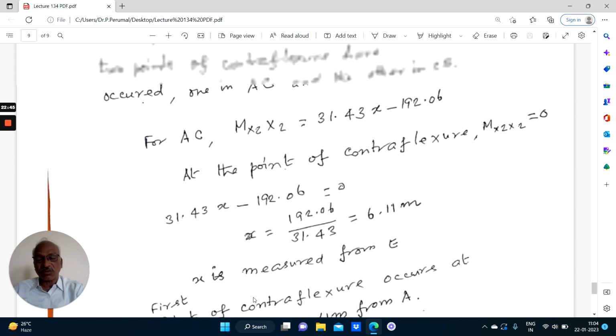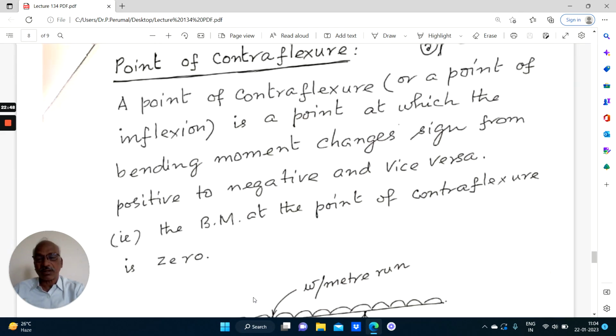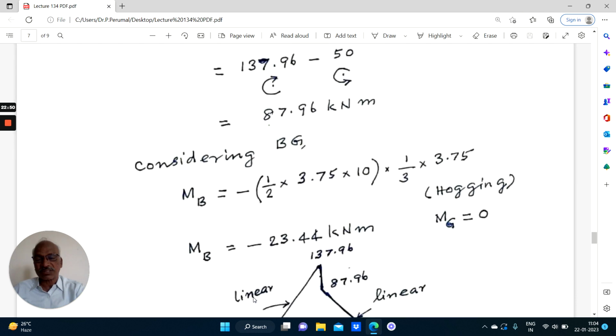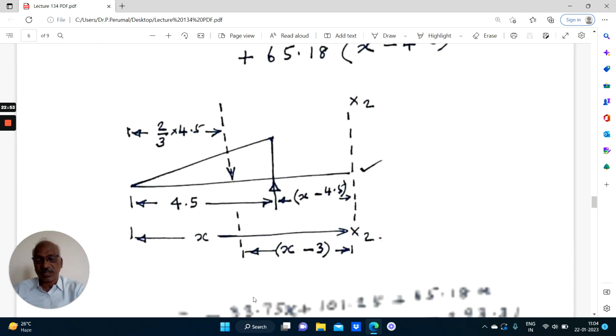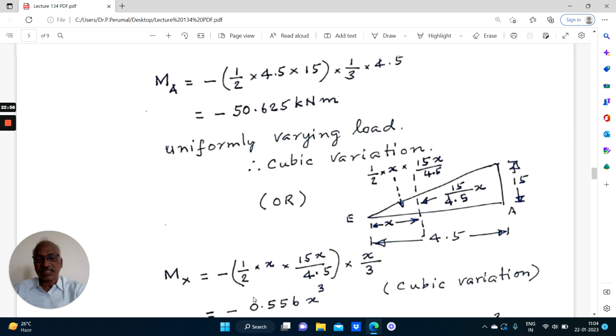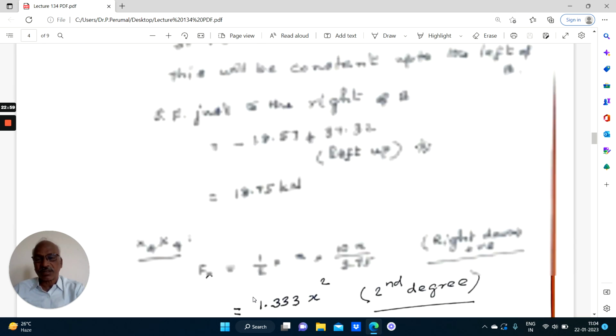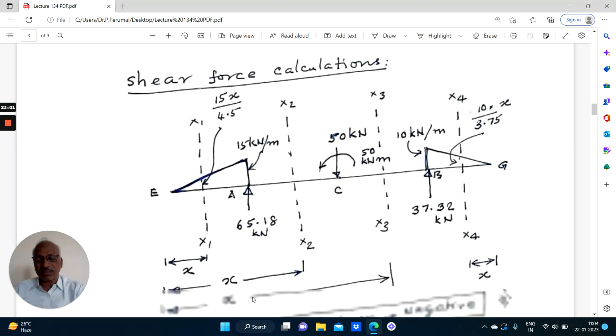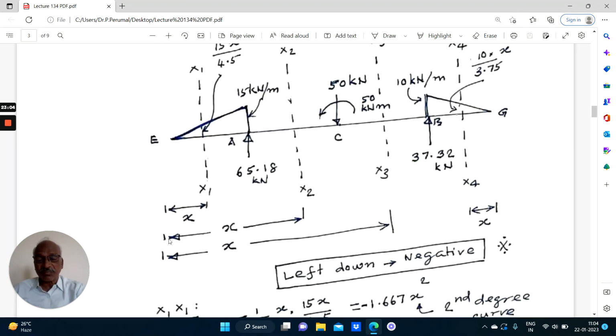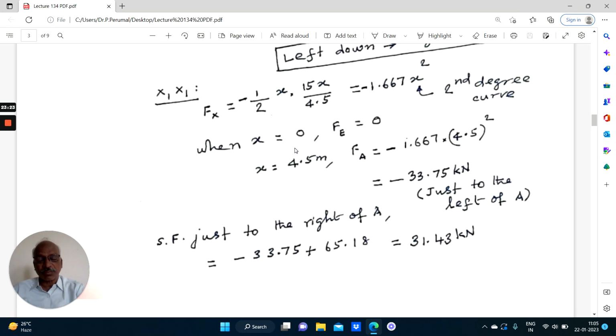So x is measured from the point E. We have calculated x as 6 point something, that is from E up to this point. We know AE equals 4.5. If you subtract AE, you will get the distance from A to the point of contraflexure, which is equal to 1 point something.